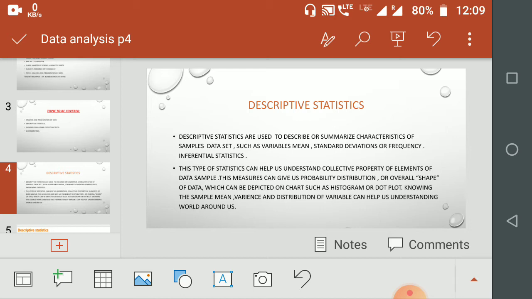We can depict it as a chart such as a histogram or dot plot. This is a kind of graph, and we can understand the world around us more easily.